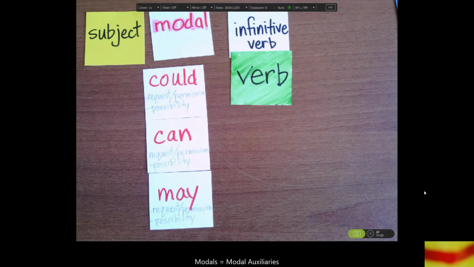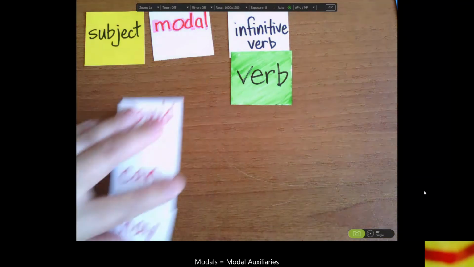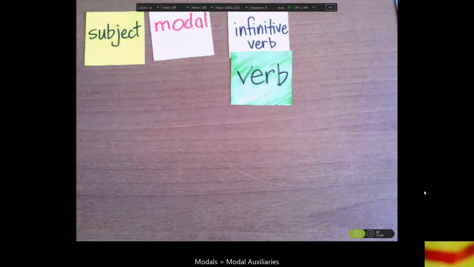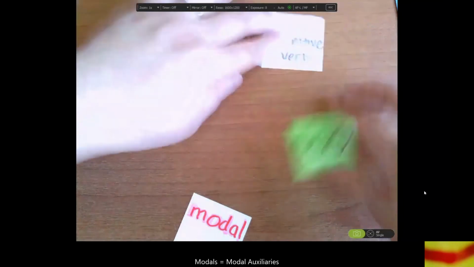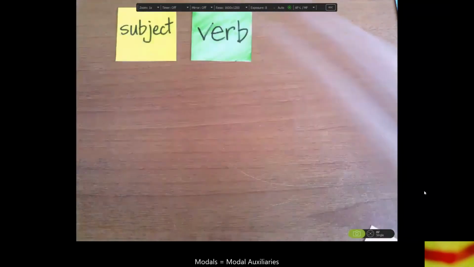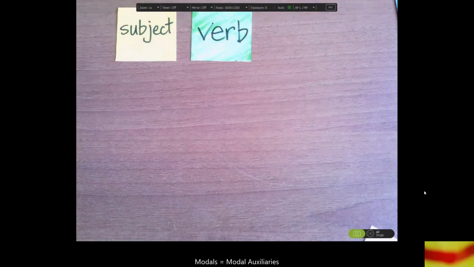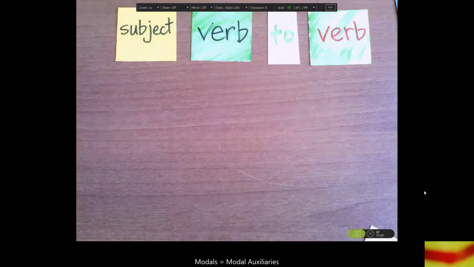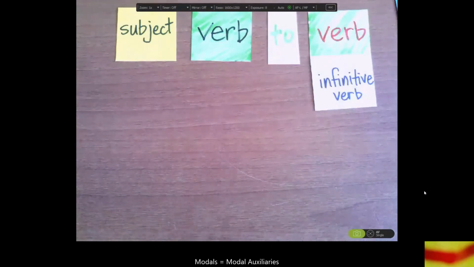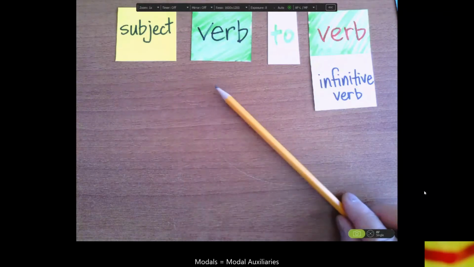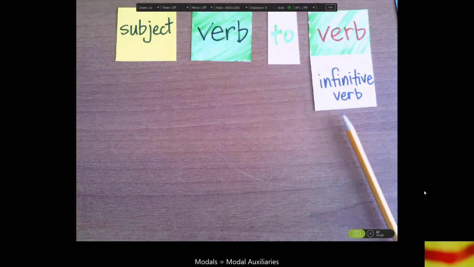For example, I could help you. I can help you. I may help you. They're all good. Now, in a normal sentence, you would simply have the subject and the verb, and if there is another verb, then you would need to add the word to to separate these, and this second verb is actually infinitive. So in a normal sentence, it would be, for example, I want to see the teacher.